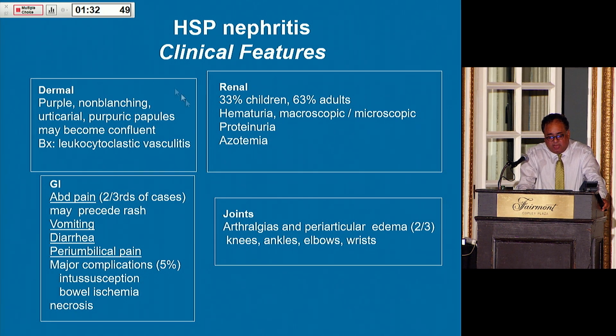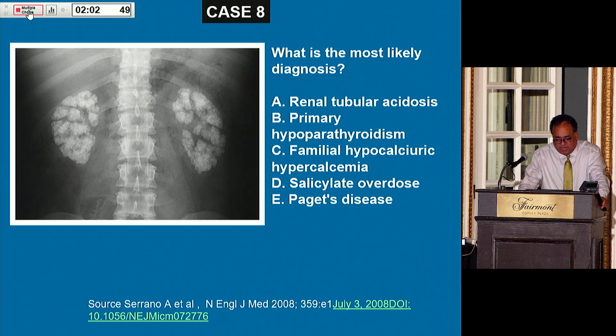The skin, which is the purple non-blanching urticarial purpuric papules. When you biopsy it, you see this leukocytoclastic vasculitis. You get a small bowel vasculitis, which causes abdominal pain, vomiting, diarrhea. Renal involvement you see in both children and adults, so we all need to know about it, and they usually present with nephritis. And joints: it's arthralgias and periarticular edema, but you don't get deformities. So it's an arthralgia.